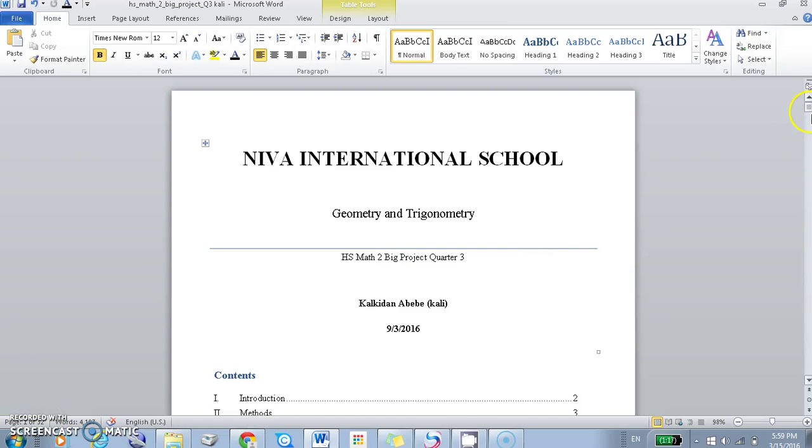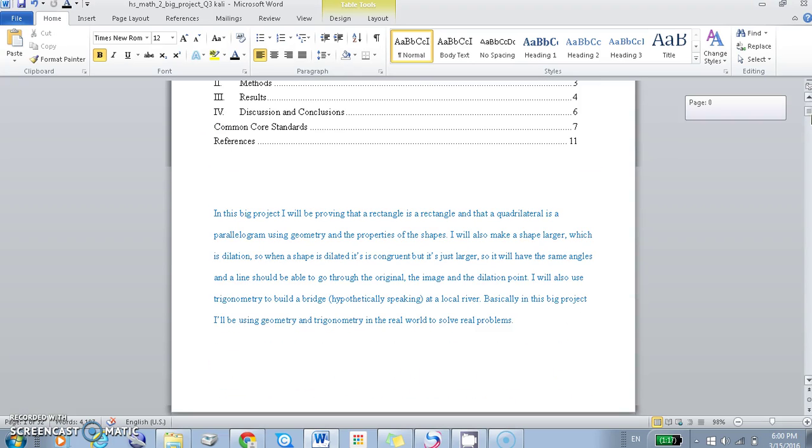Today I'll be talking about the big project in quarter 3 for high school math 2. My big project is about geometry and trigonometry. In this big project I will be proving that a rectangle is a rectangle and that a given parallelogram is a quadrilateral, using geometry and the properties of the shapes.